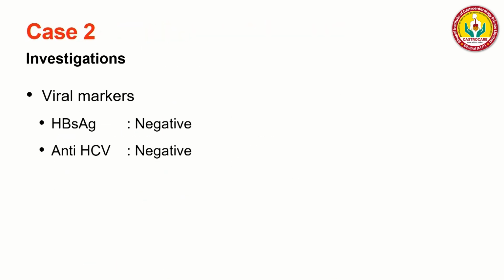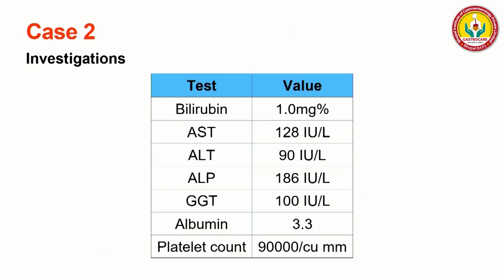I will draw your attention to three facts here. Look at the ratio of AST to ALT. Dr. Shaifali in the last case told us that the AST-ALT ratio is a predictor of alcoholic liver disease. I told you it also predicts cirrhosis. Here the AST is more than ALT, the ratio is almost 1.4 to 1.5. Secondly, albumin is on the lower side. Thirdly, platelet count is low.